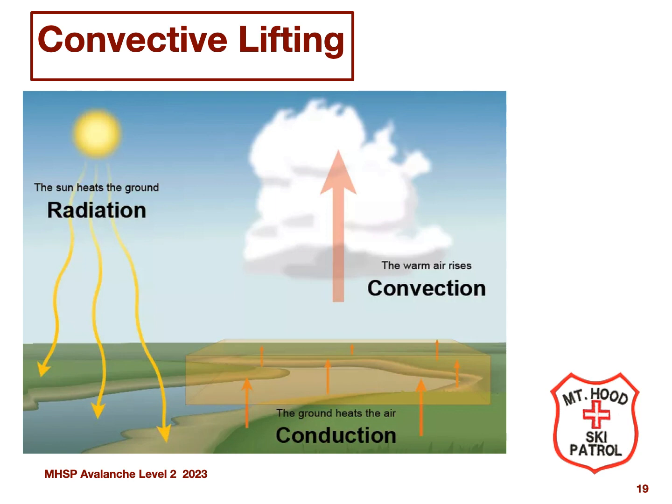This slide shows the mechanism of convective lifting. The sun heats the ground, which heats the air in contact with the ground. As the air temperature increases, the warm air rises and is replaced by cooler, more dense air. This cycle is repeated, creating air currents that rise and fall due to solar heating.